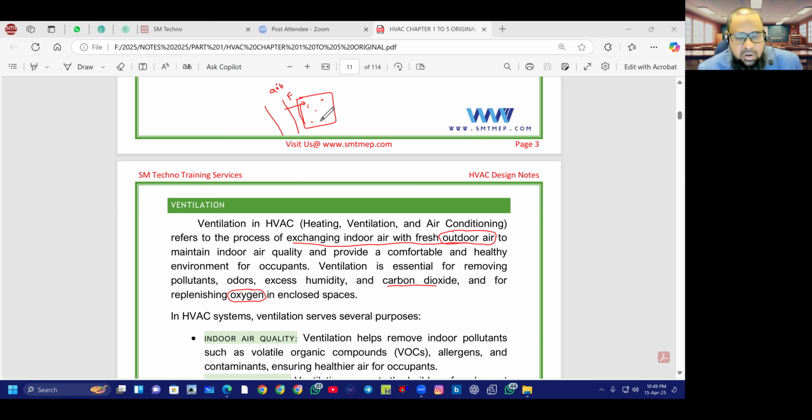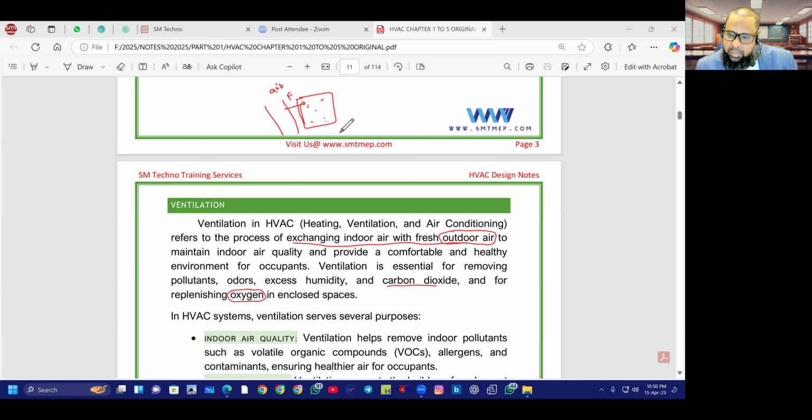So after some time, what will happen? The CO2 level increases and the oxygen level starts decreasing. And after some time, if it is a closed room, and you can relate this when you close your bedroom for the entire night and switch on the split AC without any interaction of fresh air, in the morning you'll feel heavy because you'll not get enough oxygen for breathing.